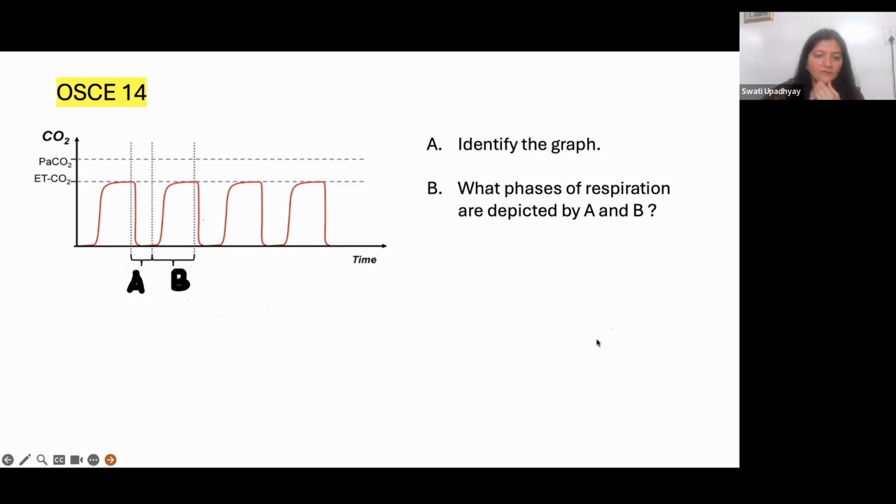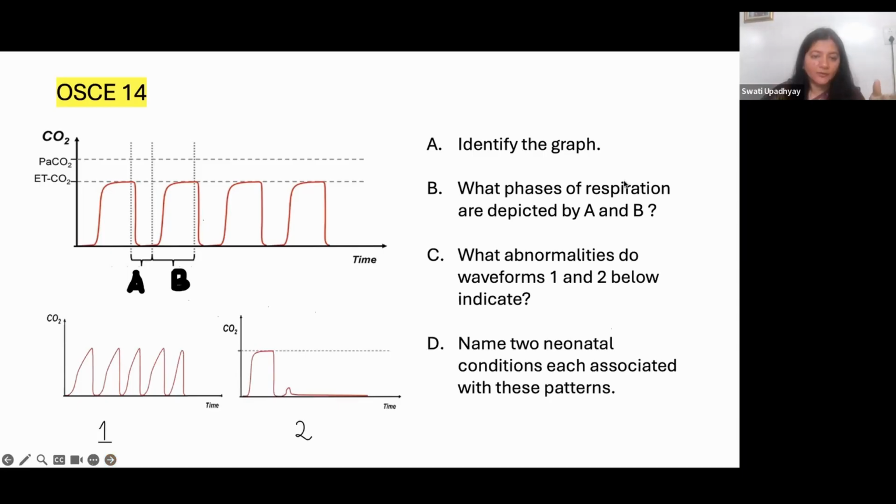So A is inspiration and B is expiration, right? At A, where we can see the CO2 levels falling down to 0, that is during inspiration, and during expiration the CO2 levels rise again, and then there is a plateau. That plateau at the end actually denotes the EtCO2, and then when inspiration starts, the graph falls down again. So yes, all of you are right. It's a capnograph. A is inspiration, B is expiration.